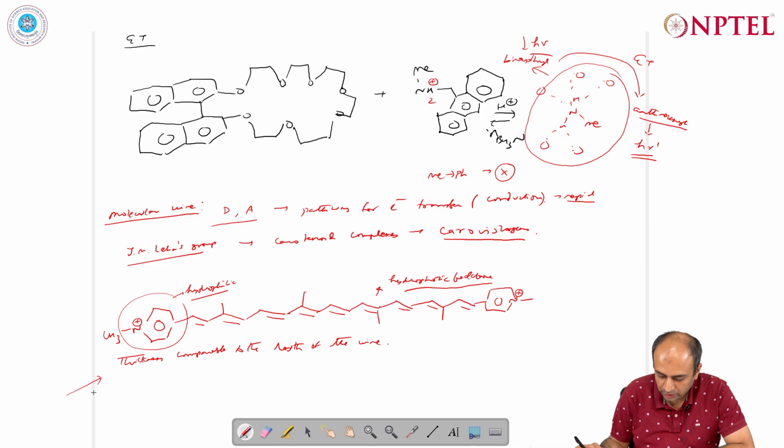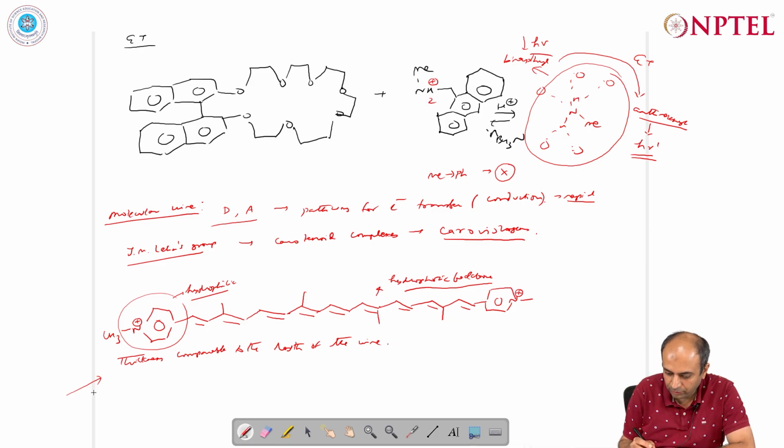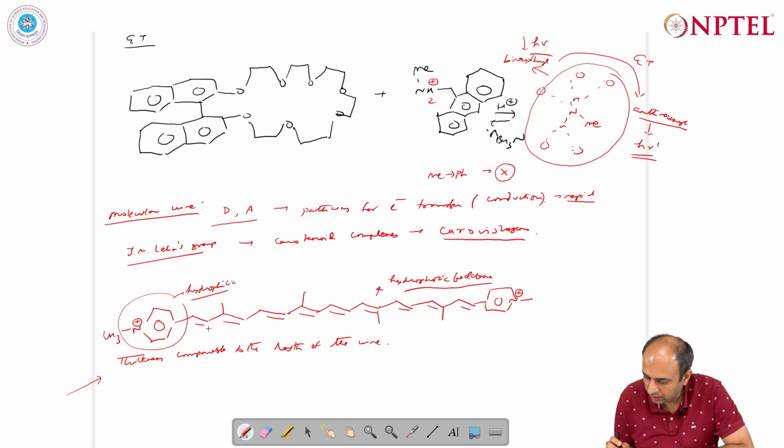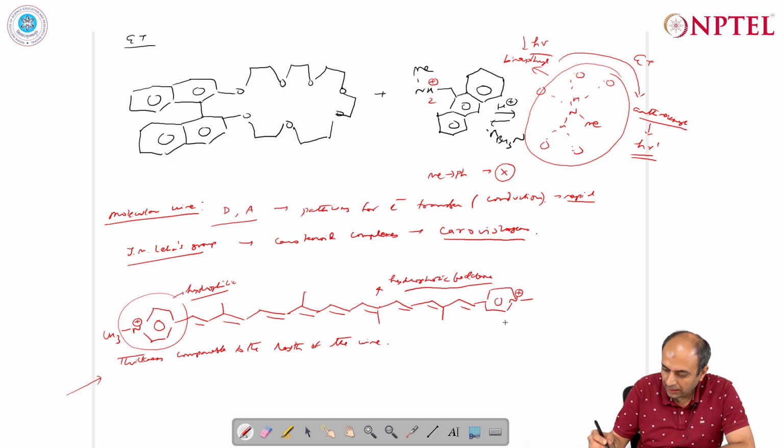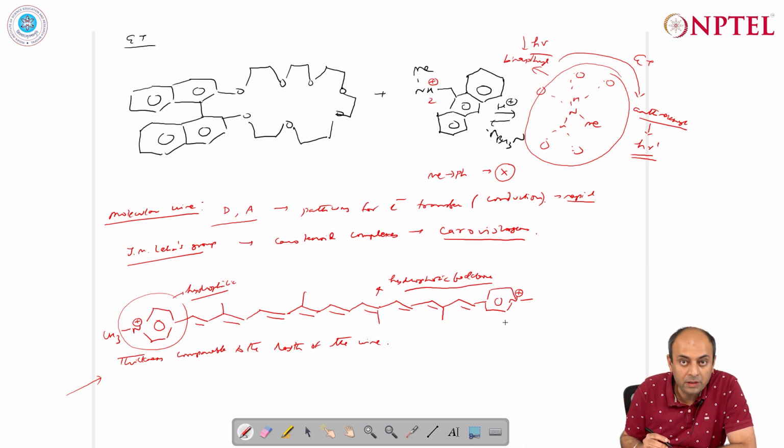Let us now continue the discussion. So, we were looking at the design of a molecular wire where we have the hydrophobic backbone and also the hydrophilic ends. And in order to explore the property of molecular wires, that is, suitable electron conducting pathways.